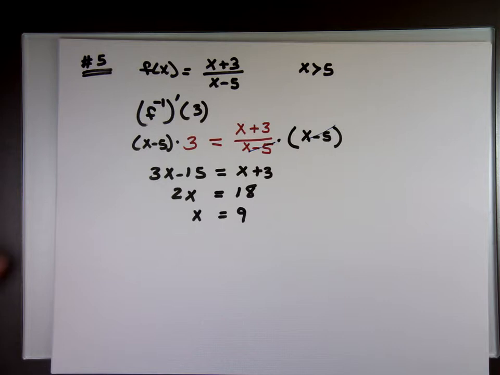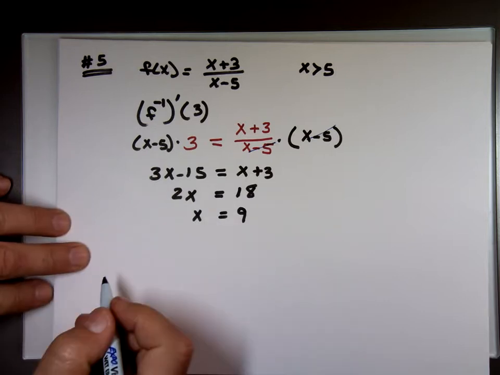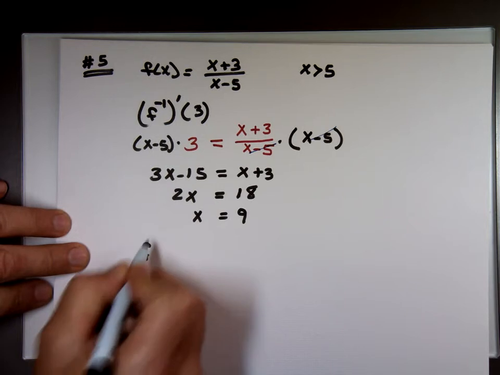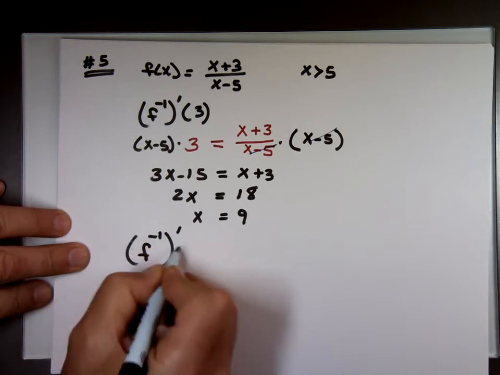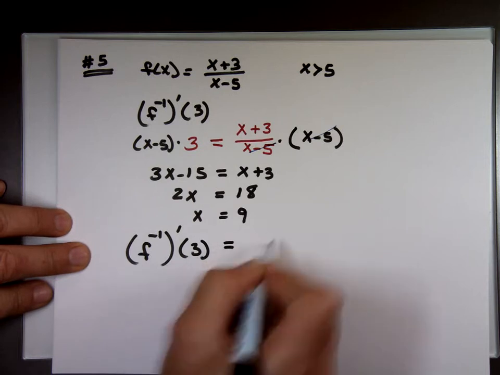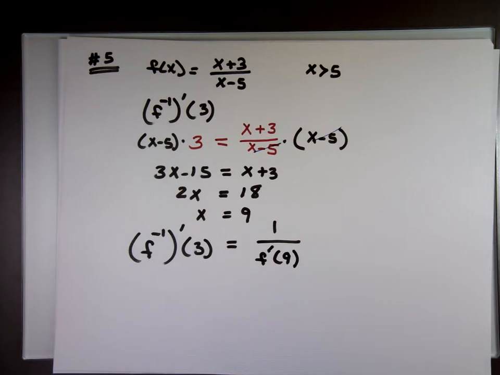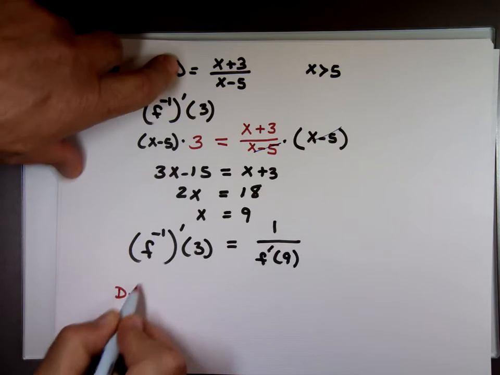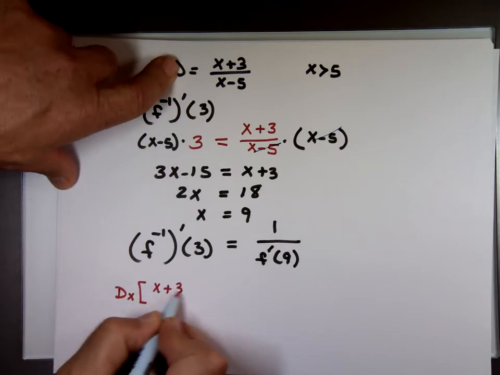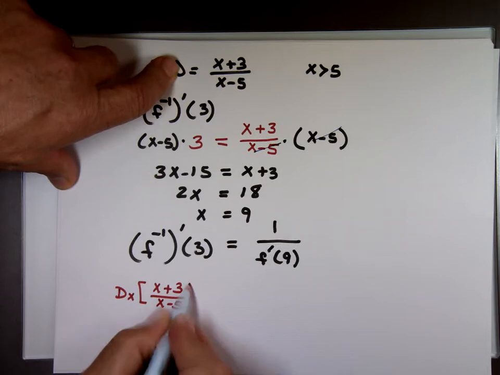So x equals 9. So now to find the derivative of the inverse function at 3 is going to be 1 over f prime at 9. So let me take the derivative of this. Well, we better find the derivative of that. So this is f of x. What is the derivative of x plus 3 over x minus 5?